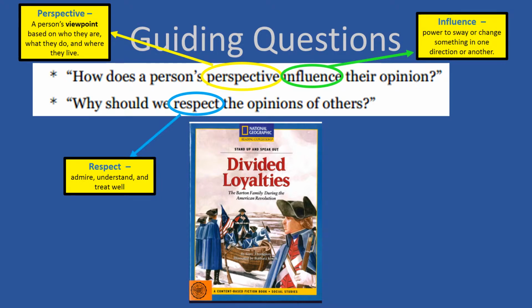So in the context of this story, there are people that have different perspectives or different opinions about the Revolutionary War. The question is, why should we respect the opinions of others? So in the story, we'll see characters and we'll wonder, are they respecting the opinions of others or are they not? And why should we?